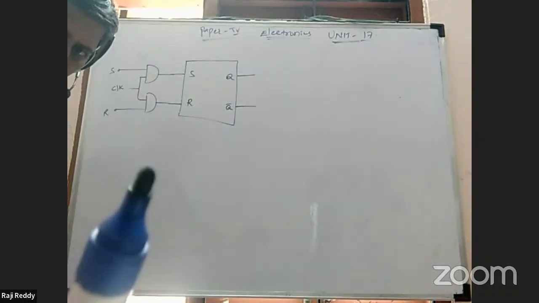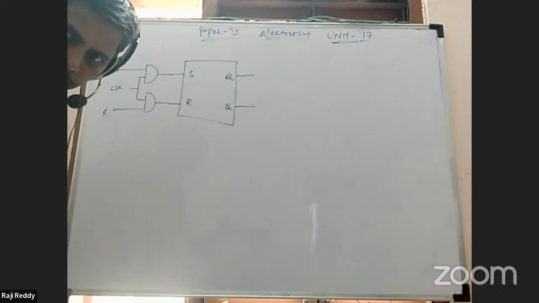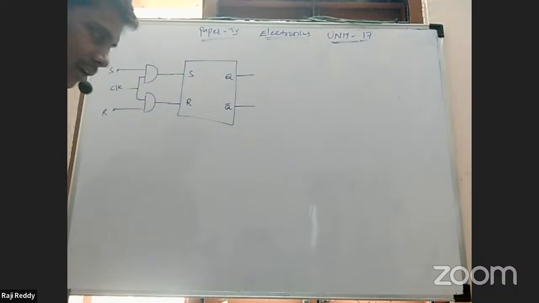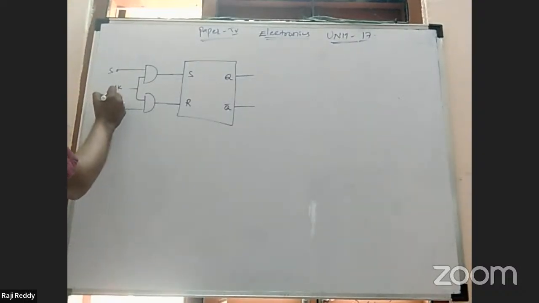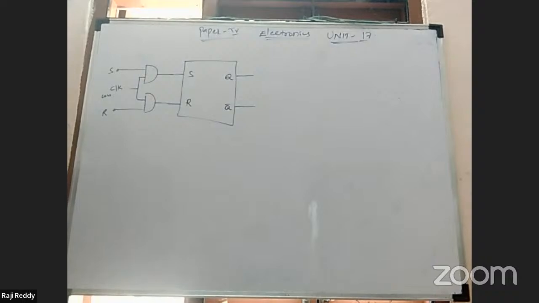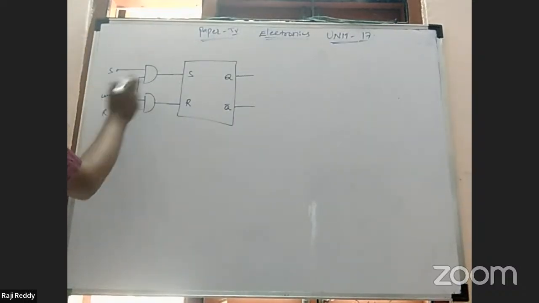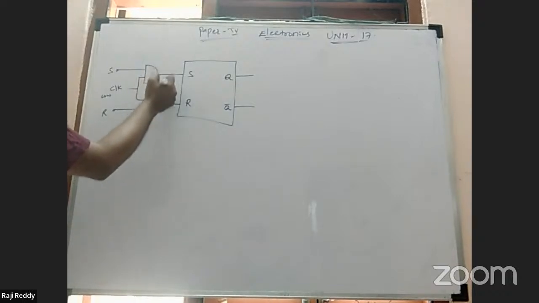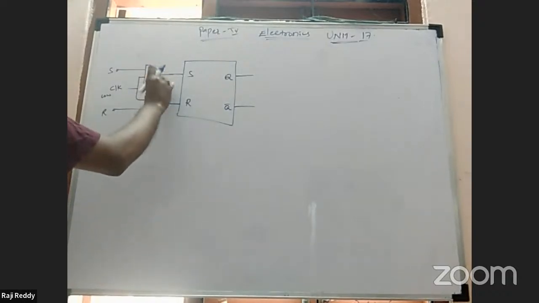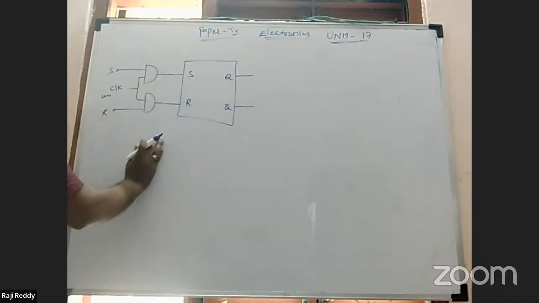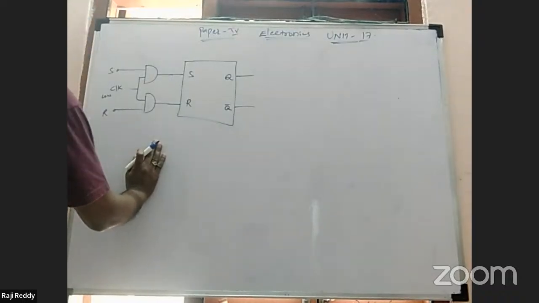Now, when the clock is low, meaning the pulse is low, both the AND gates are disabled. The AND gate outputs are low. In this condition, the RS flip-flop inputs are also low. Any change in the RS inputs will have no effect on the flip-flop outputs Q and Q bar.